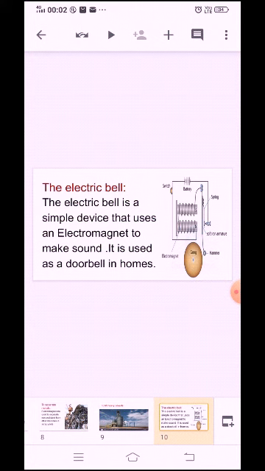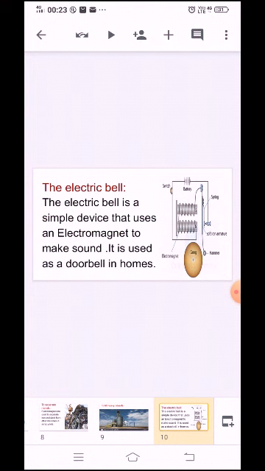What is the electric bell? The electric bell is a simple device that uses an electromagnet to make sound. It is used as a doorbell in homes. The electric bell has a soft iron bar that is attached to a hammer through a spring. The iron bar is placed in front of an electromagnet. When the circuit is complete, the hammer hits the gong and makes a sound. The circuit is connected to the mains or to a battery through a switch.